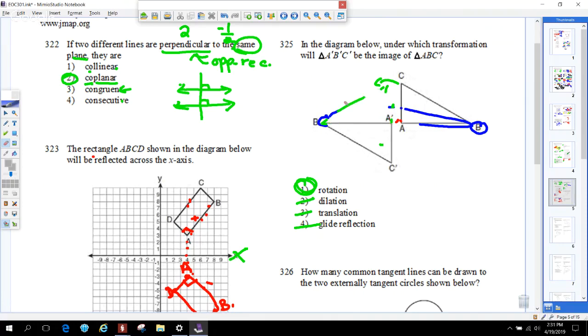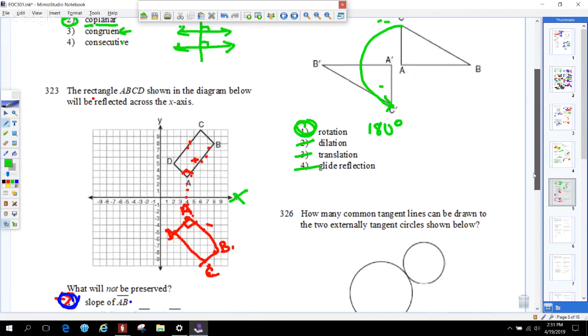And it's a rotation simply because, as I shared, our A and B, we know that it kind of moved, and also this C, in order for it to get down here, it had to move. So really, it was a rotation of 180 degrees.